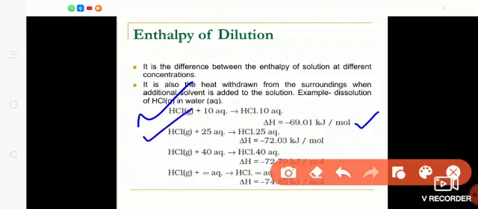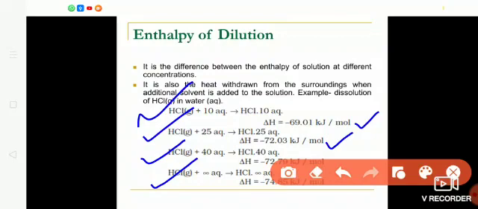When we dissolve the same 1 mole of HCl gas in 25 moles of water, then the enthalpy of solution is minus 72.03 kilojoules per mole. When we make a solution of 1 mole of HCl gas in 40 moles of water, then the enthalpy of solution is minus 72.79 kilojoules per mole, whereas the enthalpy of solution at infinite dilution is minus 74.85 kilojoules per mole for HCl gas.